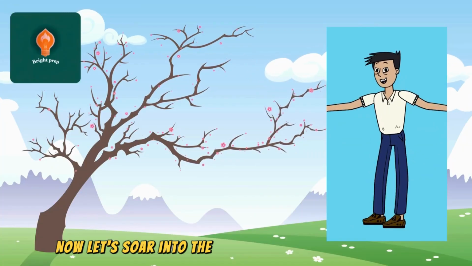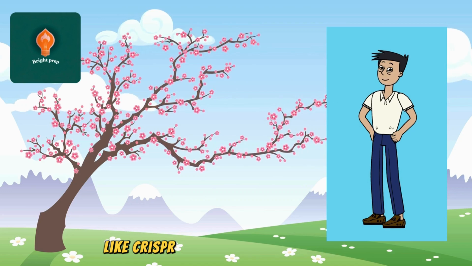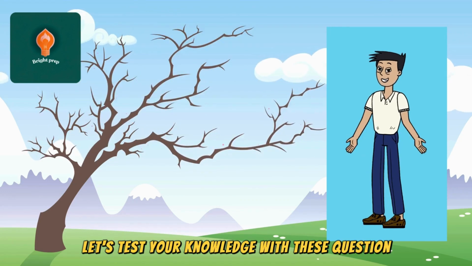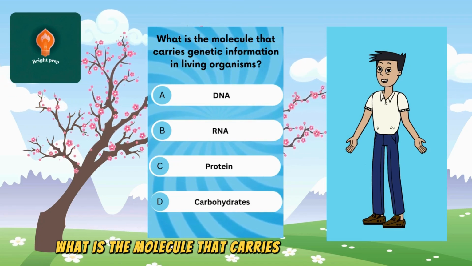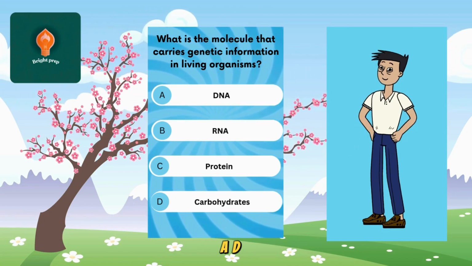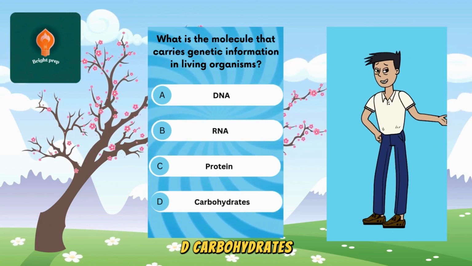Now let's soar into the fascinating world of genetics. Did you know that gene editing tools like CRISPR are revolutionizing medicine? Let's test your knowledge with these questions. What is the molecule that carries genetic information in living organisms? A. DNA. B. RNA. C. Protein. D. Carbohydrates.